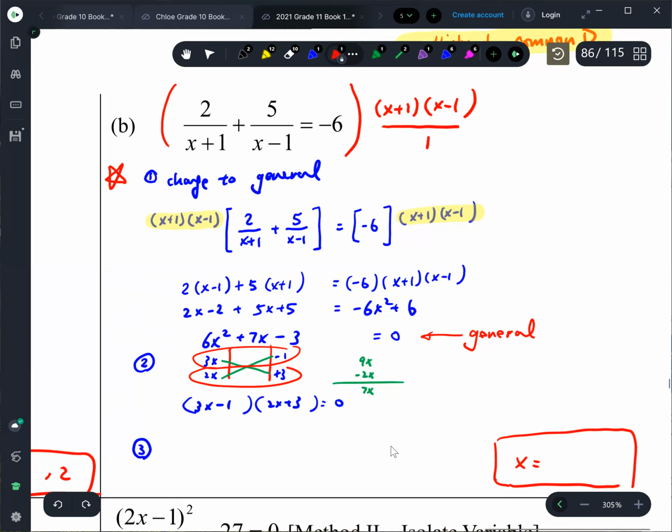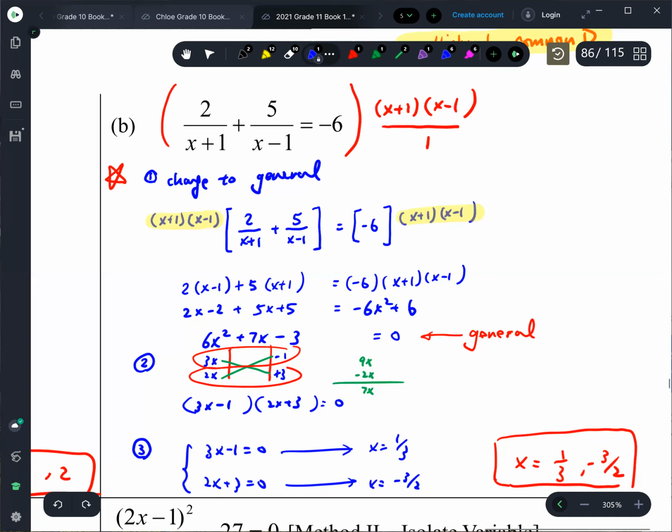Please raise your hand if you are done. Okay, Mackenzie, what are the 2 roots? 1/3 and -3/2. Excellent. So that's the 2 x's. If we solve each, I'll just quickly write out the steps. From each you get x equal to 1/3 and x equal to -3/2.